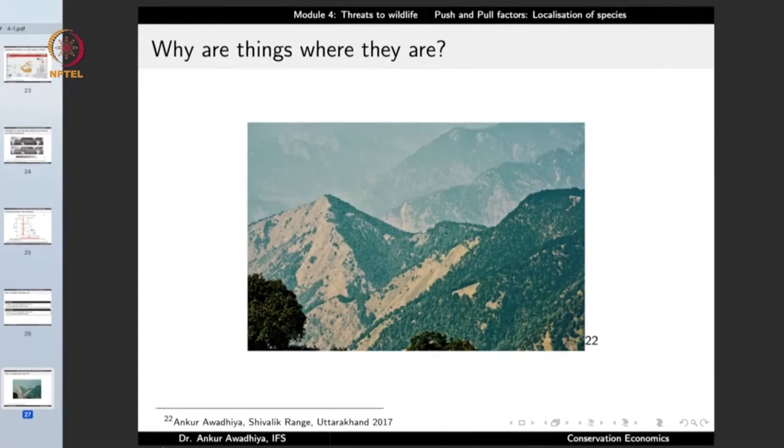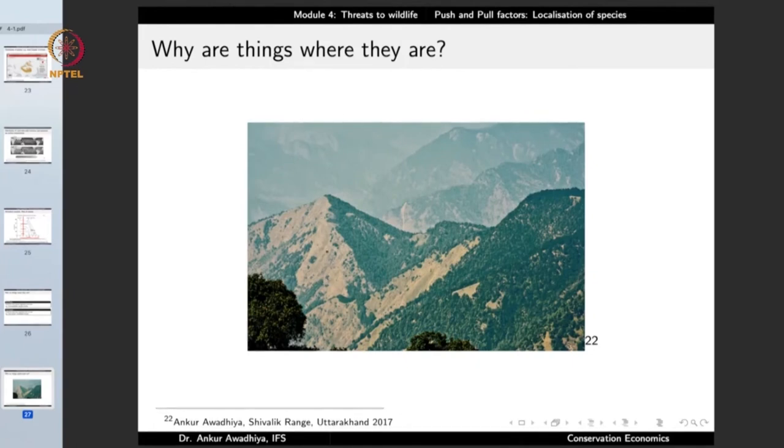So if you consider this image from the Shivalik Hills, here we find that these slopes are completely devoid of vegetation, whereas these areas are thickly vegetated. Now the question is, why are these areas bare and why are these areas thickly vegetated? Now, if you start thinking on the lines of push and pull factors, you'll start to think that there is something in these areas that is not permitting this vegetation to thrive. So there are certain push factors. So what are those push factors?